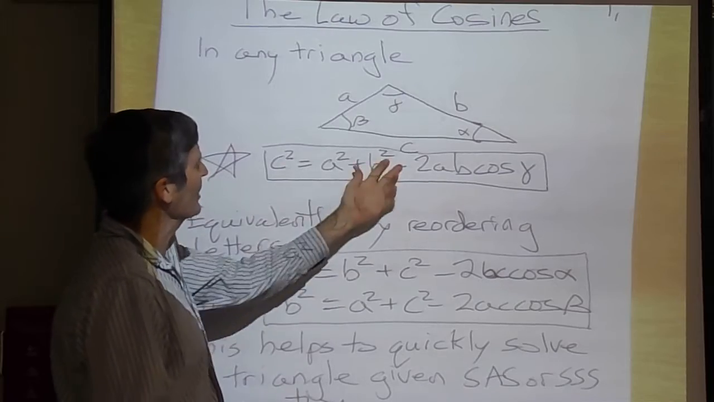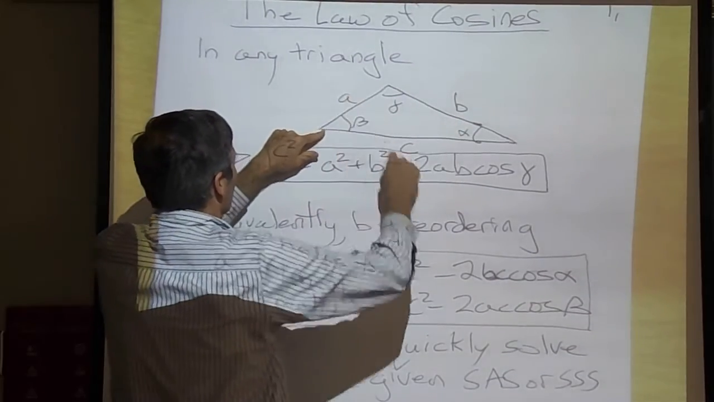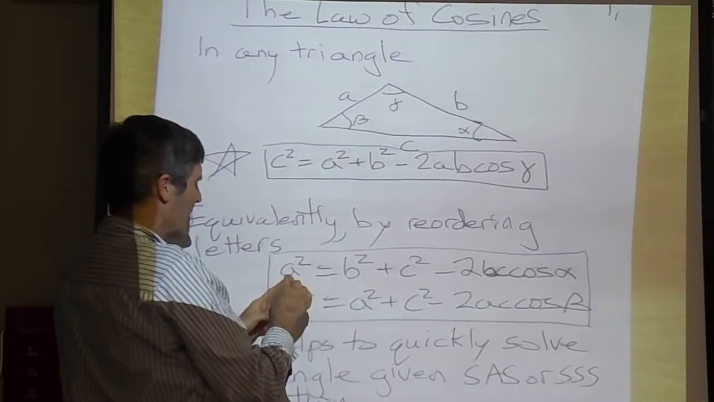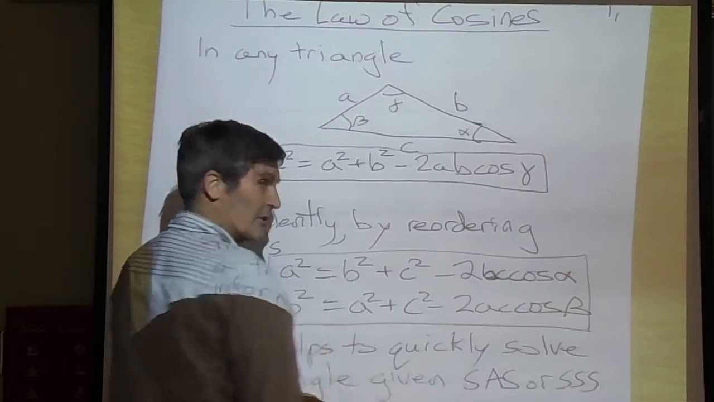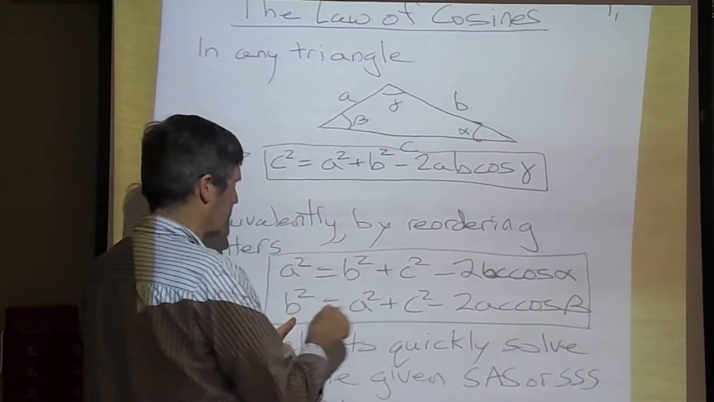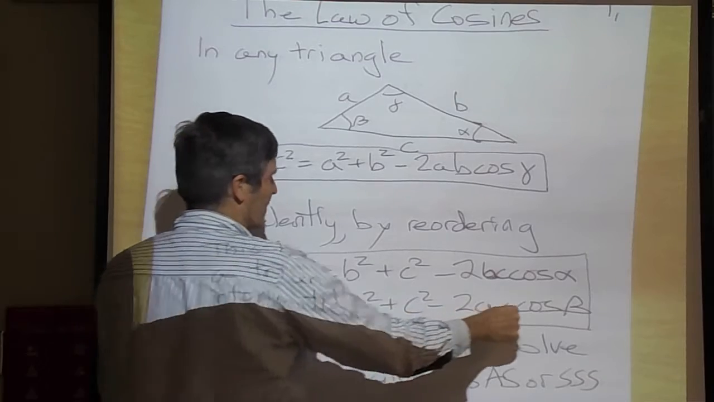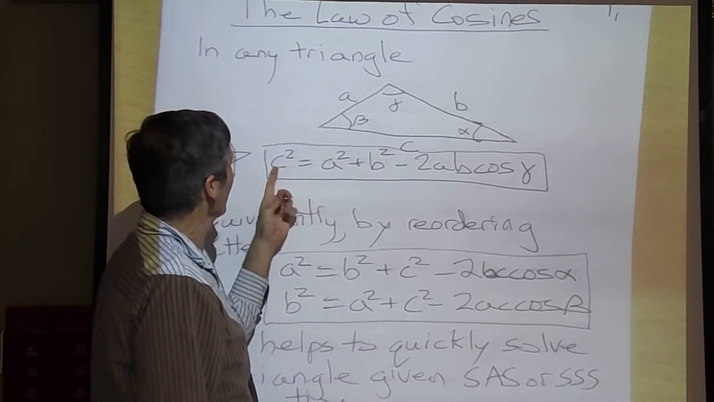That being the case, you can rotate these letters around, right? Put C up here, B over here, and A over here, and rotate their angles too. Then you get A squared equals B squared plus C squared minus 2BC cosine alpha. It's the same law, just with the lettering changed. Or, rotate it again: B squared equals A squared plus C squared minus 2AC cosine beta. I like this one the best.